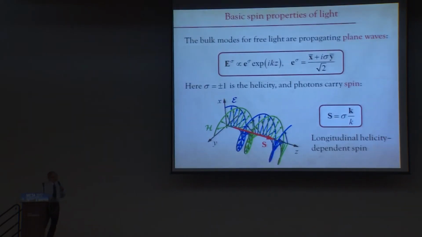So this is a brief review of the basic angular momentum properties of light. So the bulk modes of free light are propagating plane waves. So this is the helicity, and the photons carry this intrinsic angular momentum or spin, which is this one here. And this has the longitudinal helicity-dependent spin. So therefore it propagates along Z, and the spin or angular momentum is longitudinal and depends on sigma, the helicity.